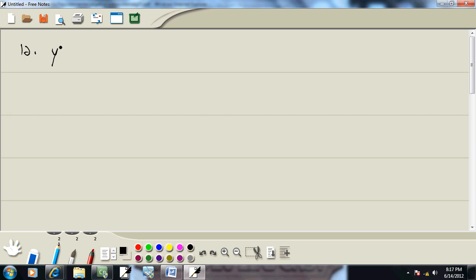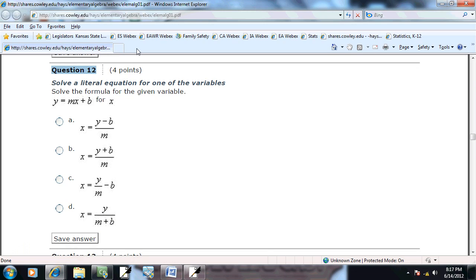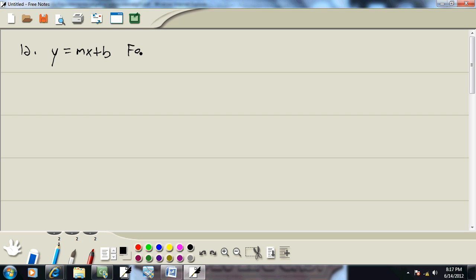Got y equals mx plus b, and we're solving it for x. First step, get rid of parentheses. Don't have any. Second step, get rid of fractions. Don't have any. Third step, get everything with the variable we're solving for on one side, everything else on the other side. When I say everything, I'm talking about terms. So we're going to get everything with an x on one side and everything else on the other side.